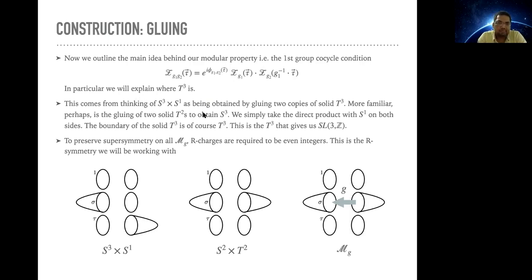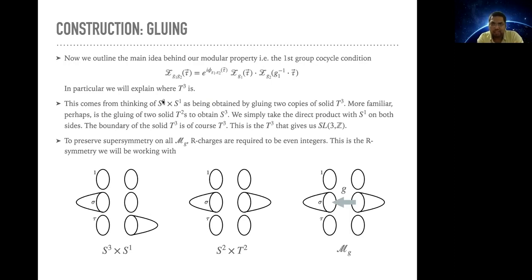And this comes from thinking of S3 times S1 as being obtained by gluing two copies of solid 3-torus. This is a slightly more complicated version of a more familiar fact, namely that S3 can be obtained by gluing two solid 2-tori. So here you take two handlebodies, and you glue them together, but you don't glue the contractible cycle with the contractible cycle, but rather contractible with non-contractible and vice versa. And in that way, you can get S3.